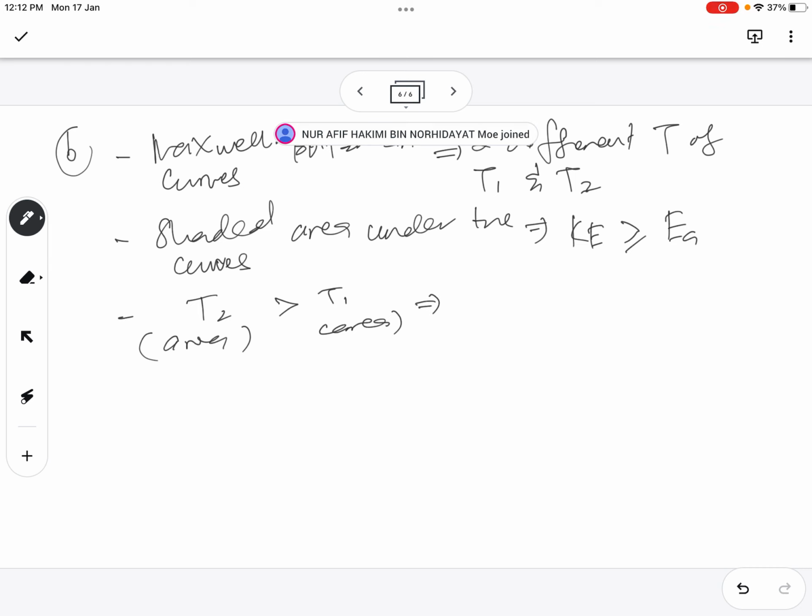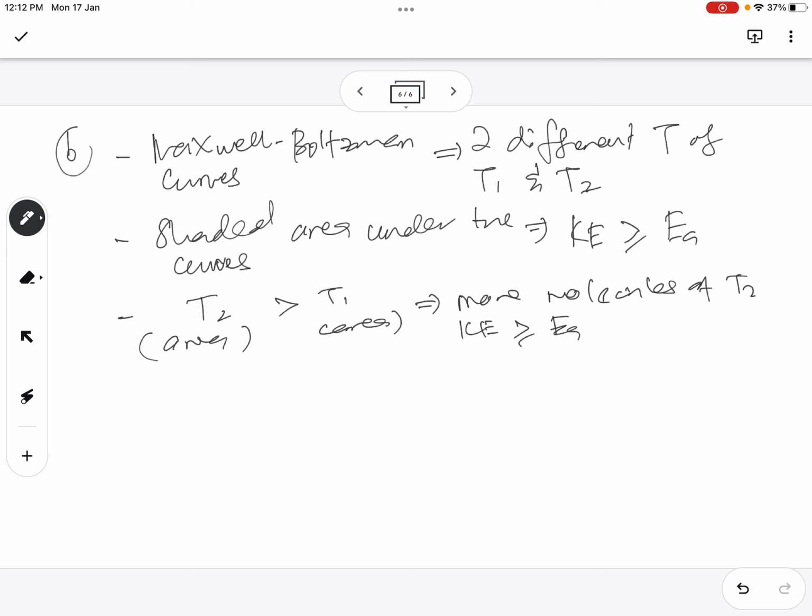Meaning, we can say there are more molecules at T2 having kinetic energy equal to or greater than activation energy. That means if more molecules at higher temperature have kinetic energy equal to or greater than activation energy, we will have more effective collisions. First, more collisions. Second, more effective collisions. So conclusively, if there are more effective collisions, the rate of reaction will increase.